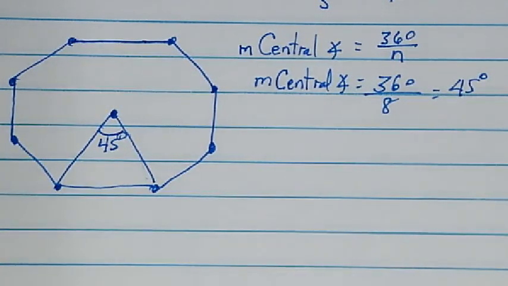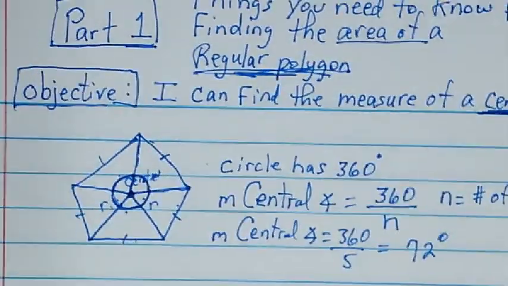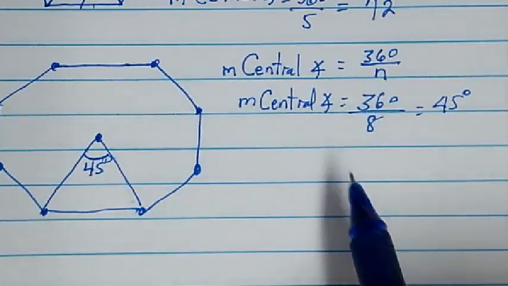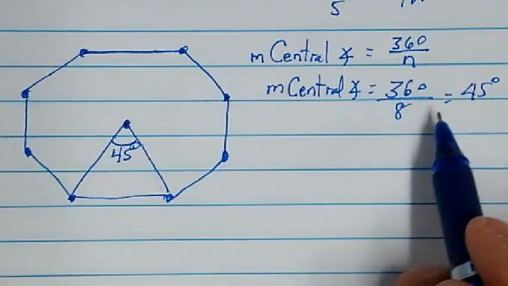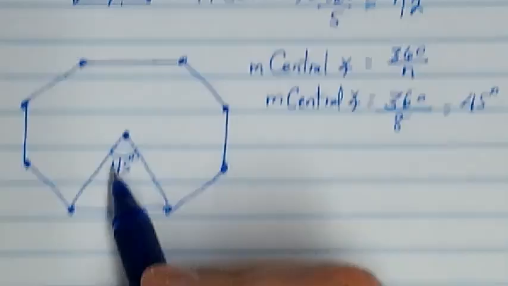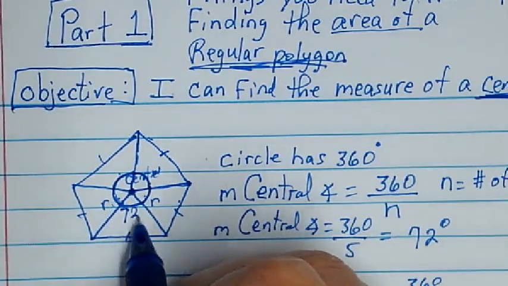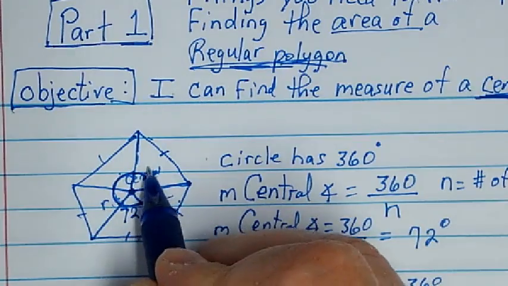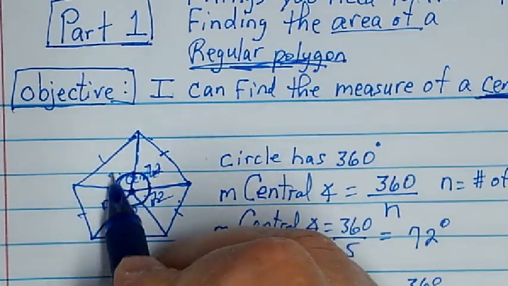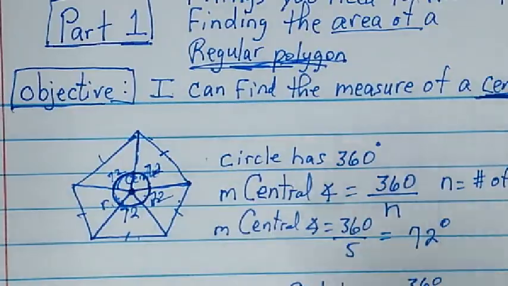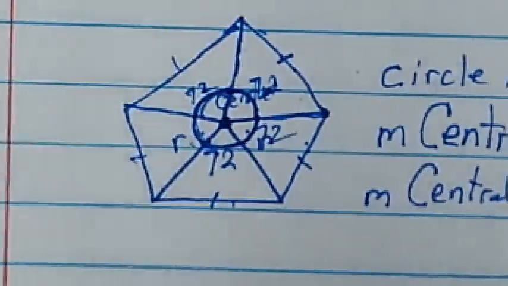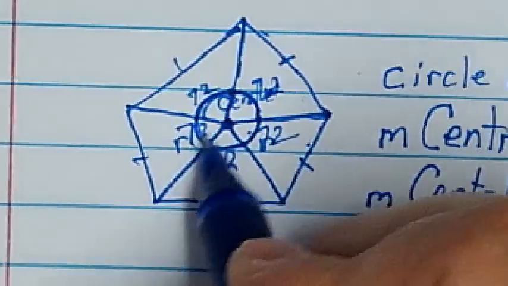I want you to keep that in mind for the next mini lesson. Okay? So this is part 1, and I'm going to end that. How to find the measure of a central angle: 360 divided by n. Okay, and that is 45. In this case, this angle was 72. That was 72. That was 72. This angle's 72. It's very hard to see. This angle's 72, that angle's 72.